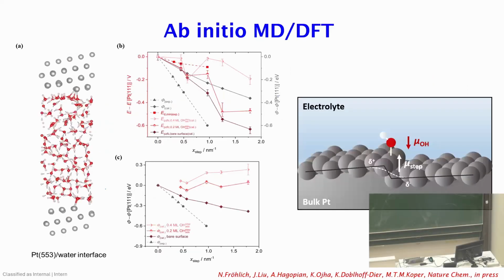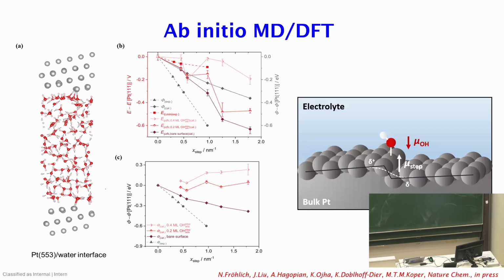We did some ab initio MD and DFT calculations to see if we could calculate this potential of zero charge. There's a way to calculate this. And one thing that we see here is the calculated work function. And then as we start increasing, we put OH in the step site. This is for 0.2 monolayer. This is for 0.4 monolayer. Indeed, you start seeing that the slope changes.